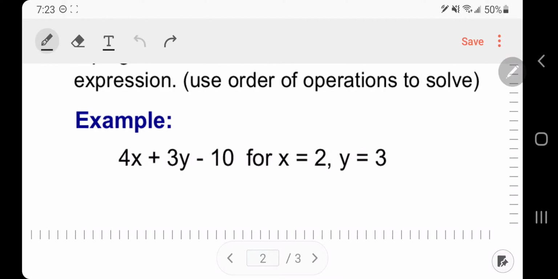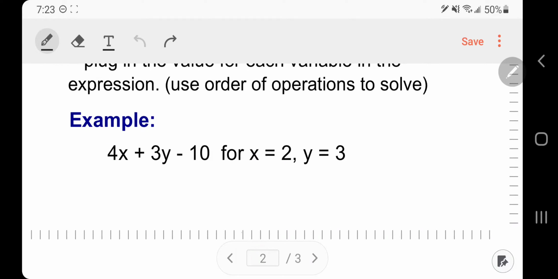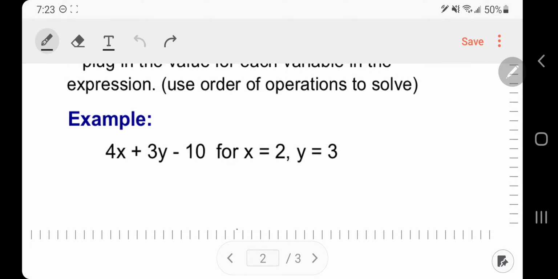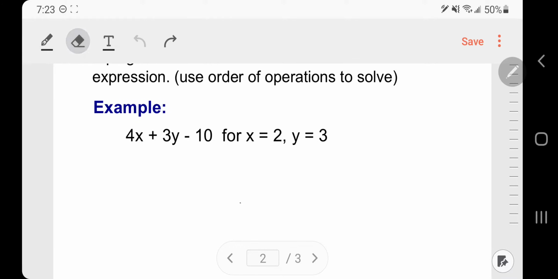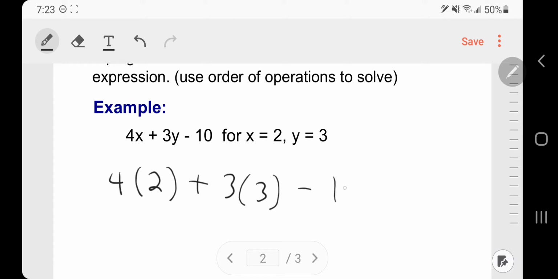Okay, so let's go ahead and take a look at this example here. So we have 4x plus 3y minus 10, and I have again the values of x equals 2 and y equals 3, so I'm going to plug in or substitute those values. So I have 4x, which is the same as saying 4 times x, so that's 4 times 2. All right, I replace my x with a 2. Plus 3y, which is again 3 times y, so it's 3 times 3, minus 10.